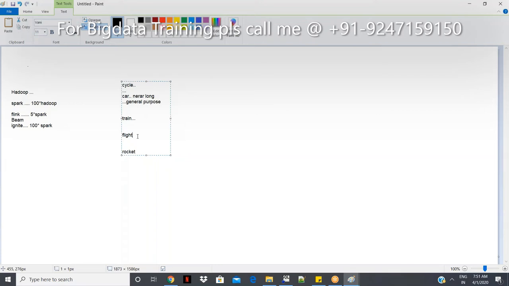Flight from Hyderabad to Secunderabad, no need. Flight from Hyderabad to Chennai also, I don't recommend a flight. Where is a flight recommendable? If I want to go from Hyderabad to Singapore or New York or New Jersey or London, this type of long distance, at that time you use a flight. Ameerpet to Secunderabad, Chennai, or Bangalore, ITPL to Whitefield, that is not recommended.